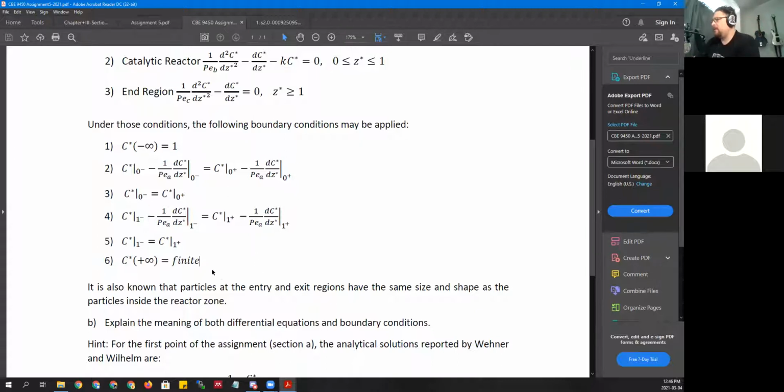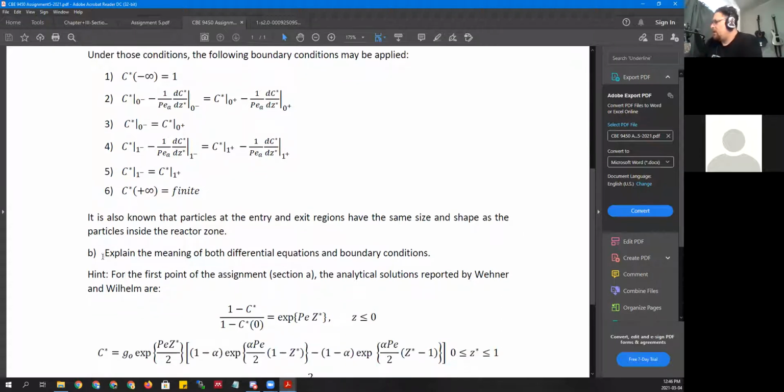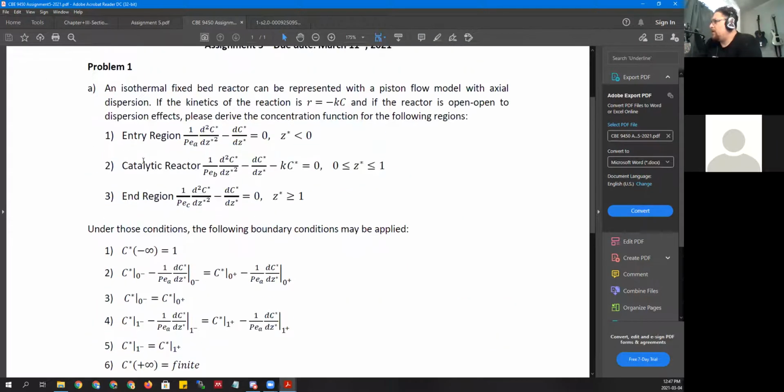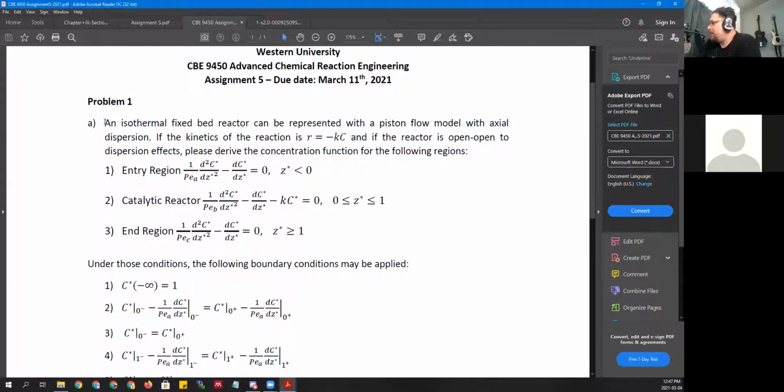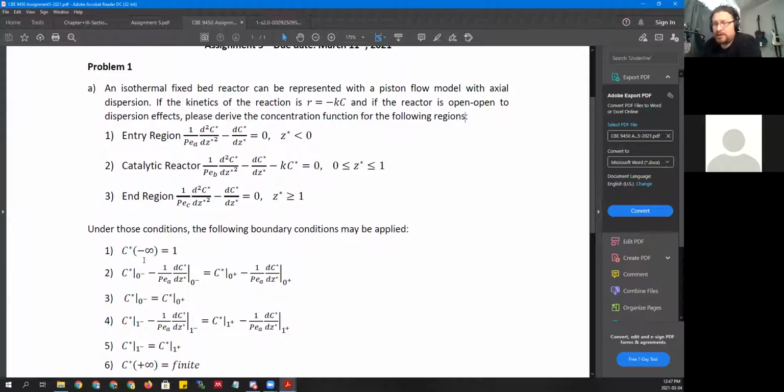But again, let me keep going. It is also known that particles in the entry and exit region have the same size, shape, etc. This is just like an idealization. So explain the meaning of both the differential equations and the boundary conditions. And this is what I was saying. So first, the first problem is to actually solve these equations and apply these conditions to determine the values of the six constants. That's pretty much it.